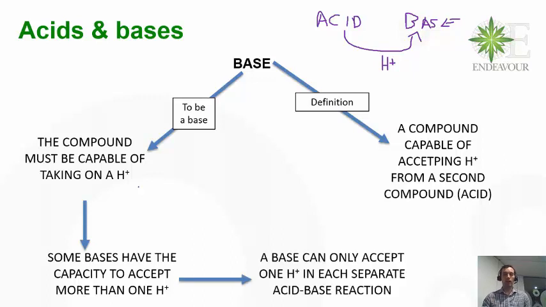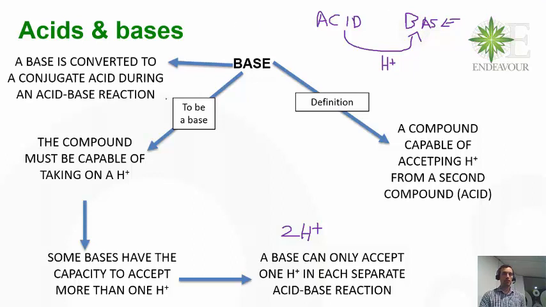But each time it's accepting an H+ requires one single acid-base reaction. So for example, if the base was capable of accepting 2 H+, how many acid-base reactions would the base have to go through to get an additional 2 H+? Well, because we see this rule here that the base can only accept 1 H+ in a single reaction, that means there would actually be 2 acid-base reactions required for the base to take on those extra 2 H+.